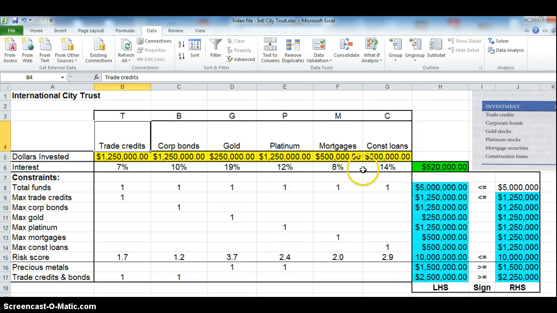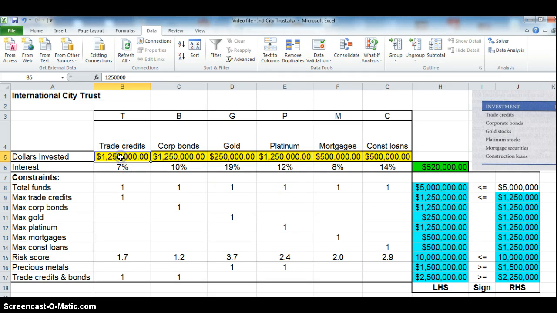The first thing we should look at is how much money are you actually investing? We had to invest less than or equal to $5 million, and we are in fact investing the whole $5 million. So all of the constraints that we wrote, 25% of our investment, 40% of our investment, are in fact going to be off of the $5 million.